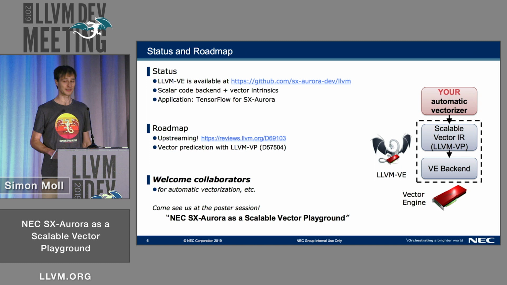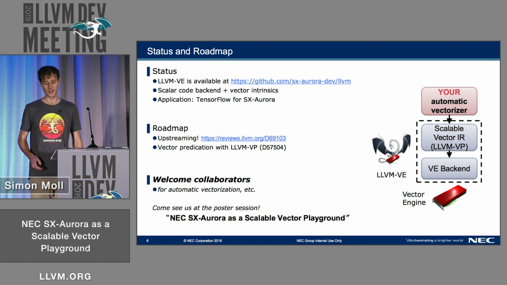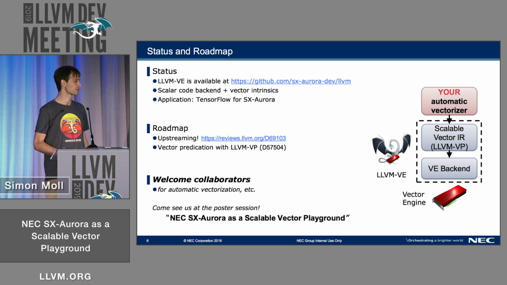So academic collaborators, for example, if you want to use this very interesting new architecture, if you want to solve interesting problems in vectorization, come talk to us. We also have a poster later at the poster session, so just come talk to us and we'll see what we can do. We can maybe even give you access to the architecture.